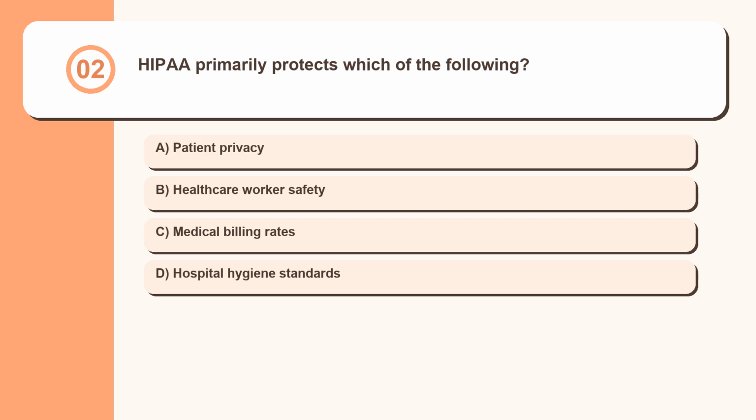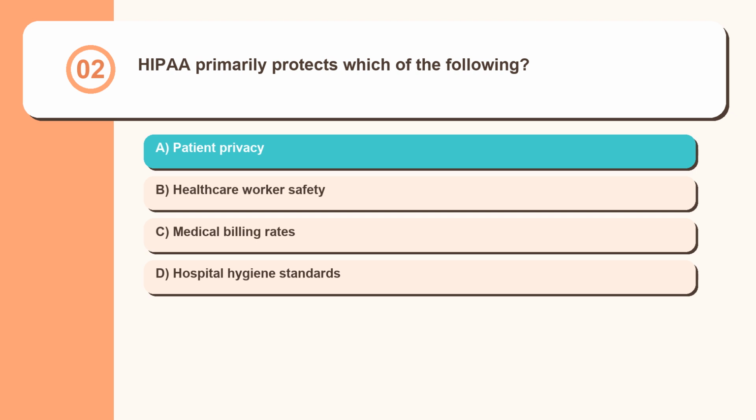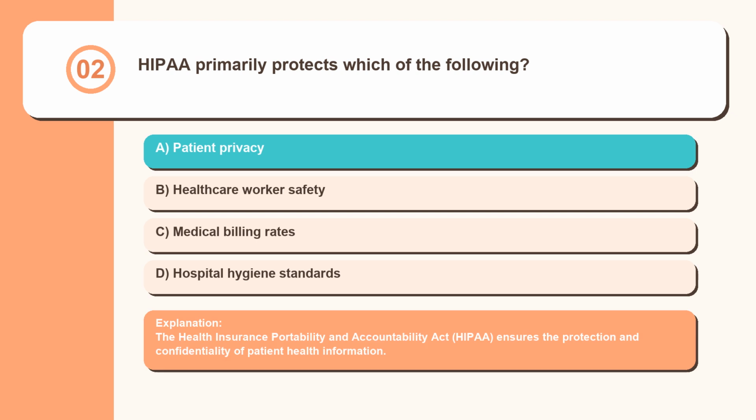Question 2. HIPAA primarily protects which of the following? Patient privacy, healthcare worker safety, medical billing rates, hospital hygiene standards. The Health Insurance Portability and Accountability Act, HIPAA, ensures the protection and confidentiality of patient health information.